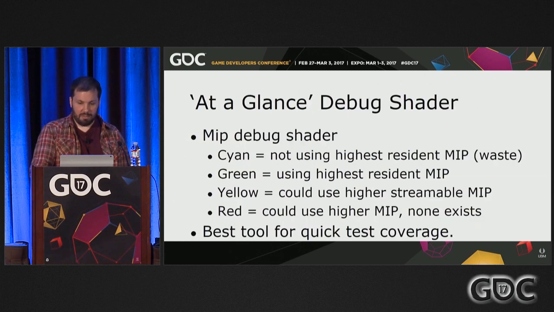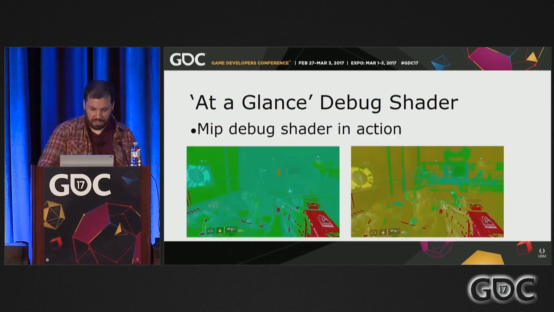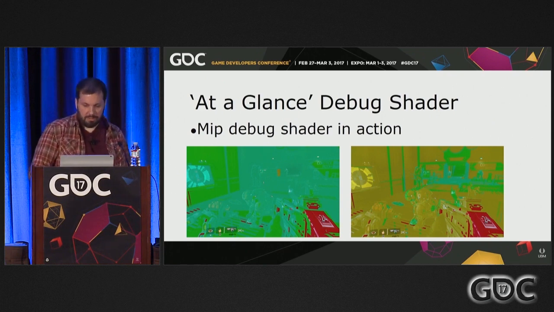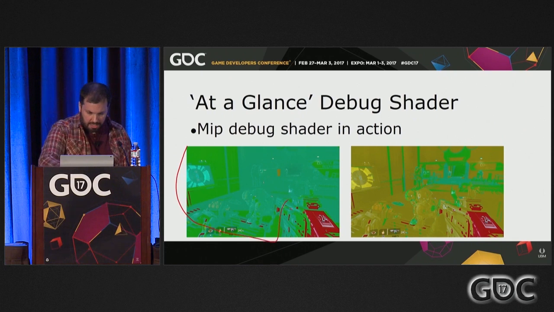So this is a really useful debugging tool. This is the at-a-glance debug shader. On the right, I have reduced the amount of texture RAM available, and on the left, we have plenty of RAM available. And on the left, you're seeing mostly green and aqua. So there's green here, and there's aqua around here.